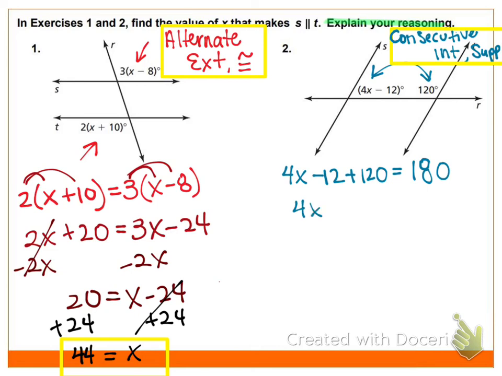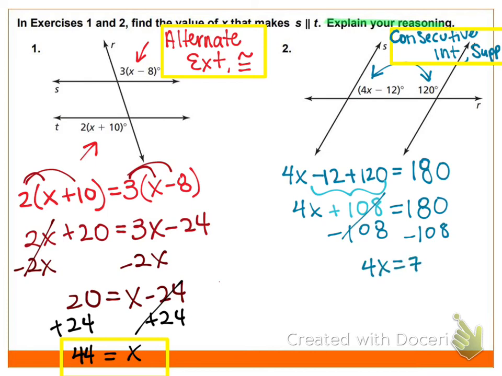We combine like terms. What's minus 12 plus 120? It'd be minus, so it's 108. Subtract 108. Yeah, 4x equals 72. Divide by 4, and x is 18. So that's option 1.